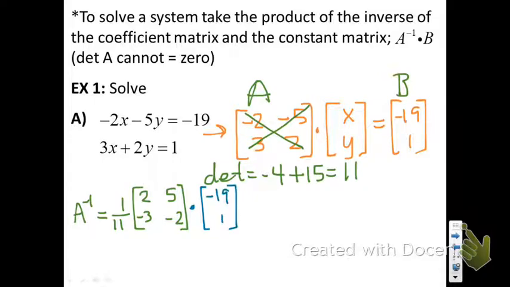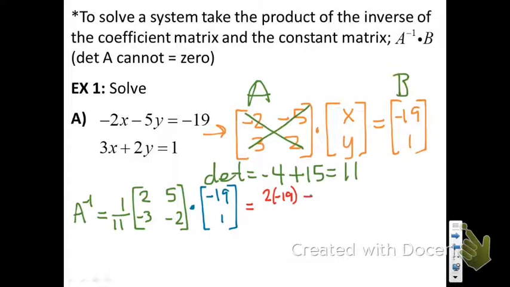Now you can either distribute the 1/11 through to all 4 terms, or you can wait till the end. And I'm going to wait till the end so that I don't have to deal with fractions till the very end. So if you can remember, multiplying, we take the row by the column. So I'm going to take 2 times negative 19.